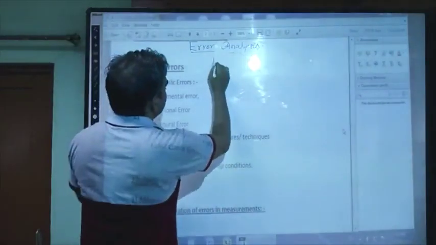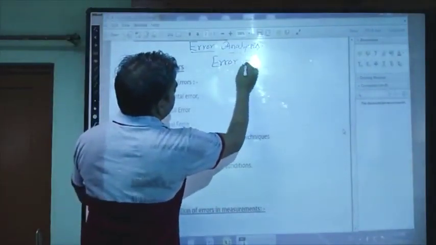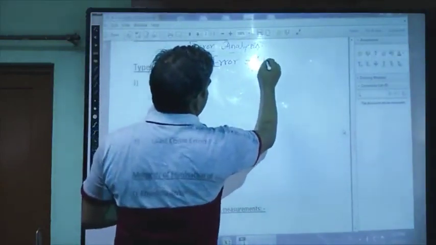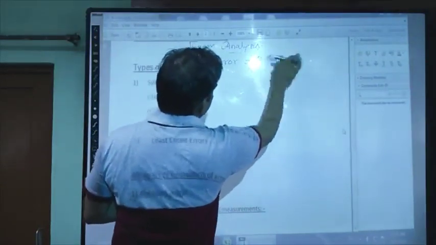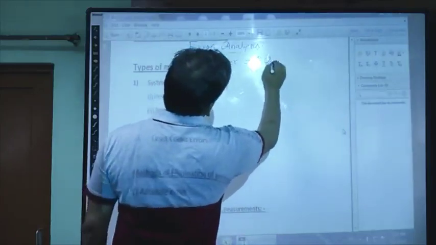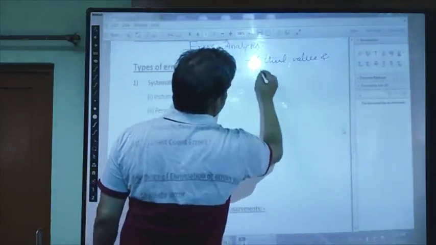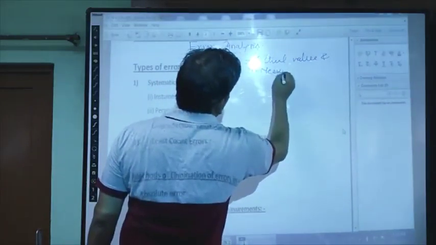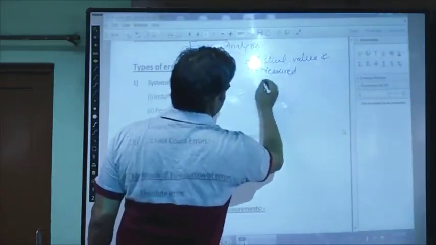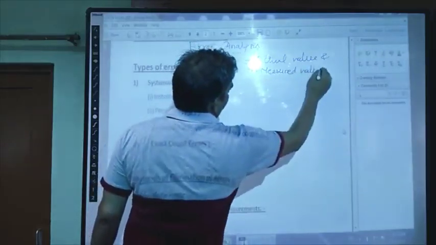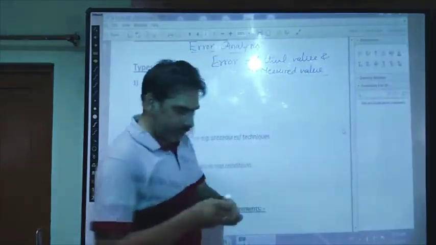So error is nothing but the difference between the actual value and the measured value. Whatever difference we see, either in plus or minus, with a plus or minus sign, we call it error.